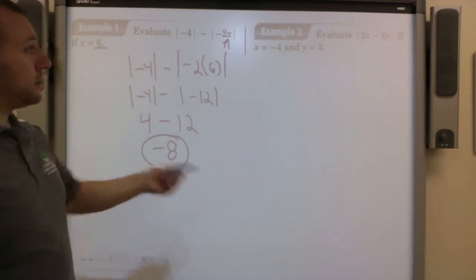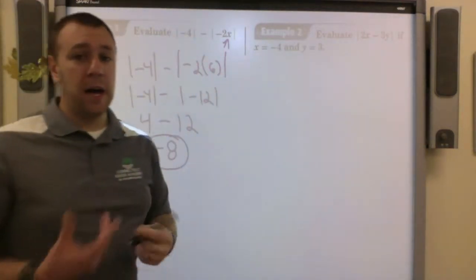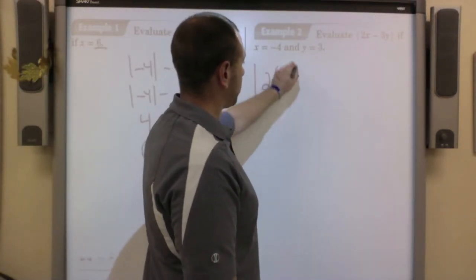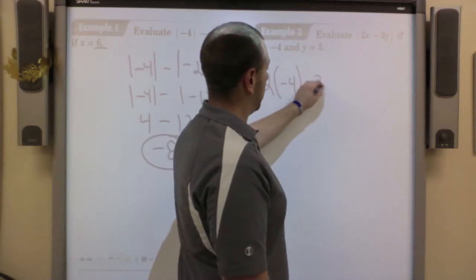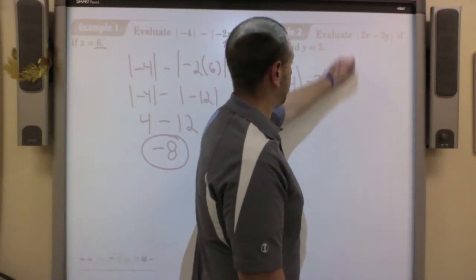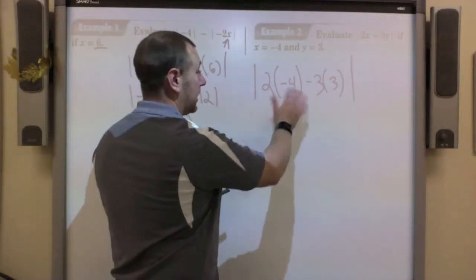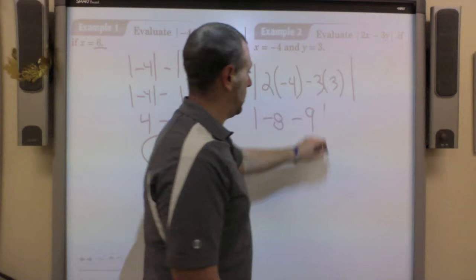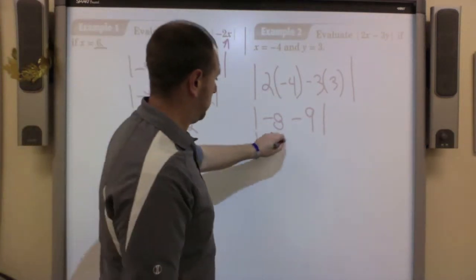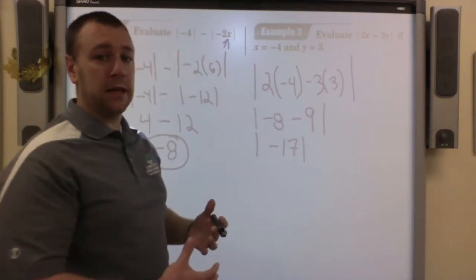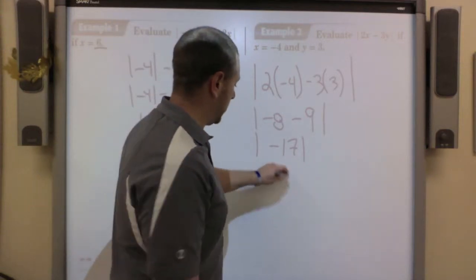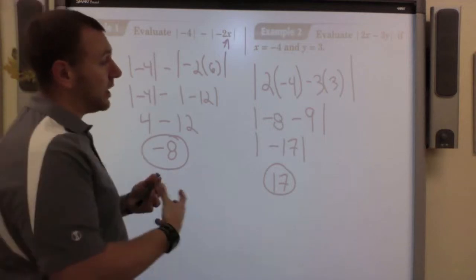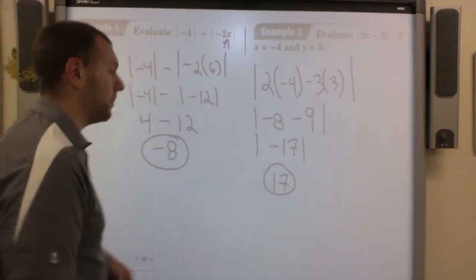Okay. Now it's the same process here. Absolute value of 2 times negative 4 minus 3 times 3. So I have to do everything inside this first. Subtract. And then take the absolute value, which is 17. So with numbers, all you do is treat it as parentheses and then make it positive after.